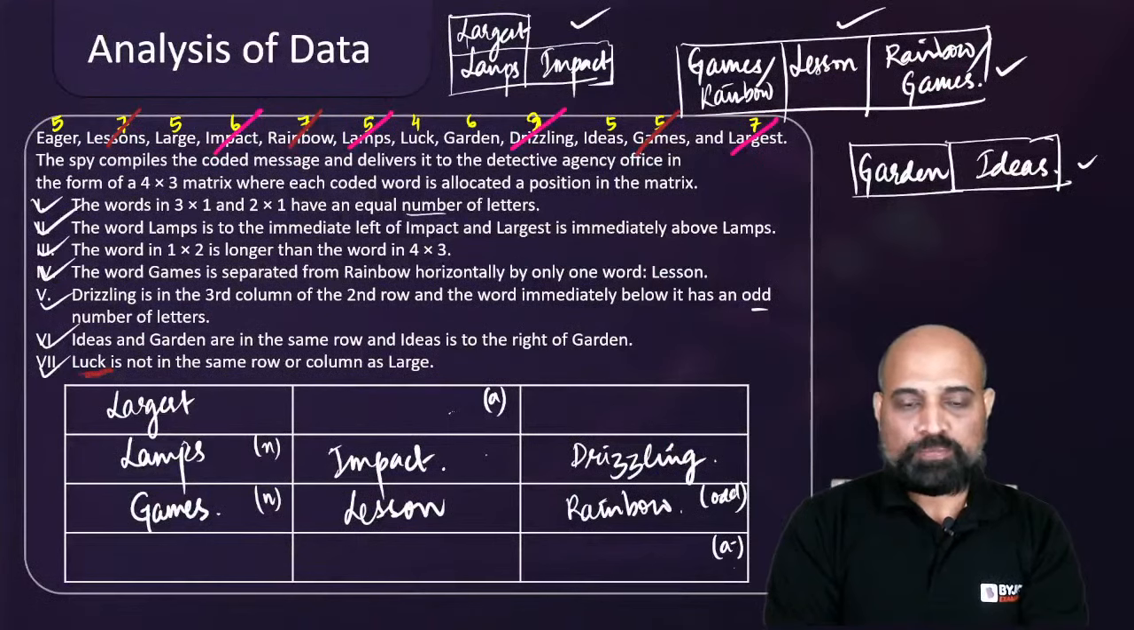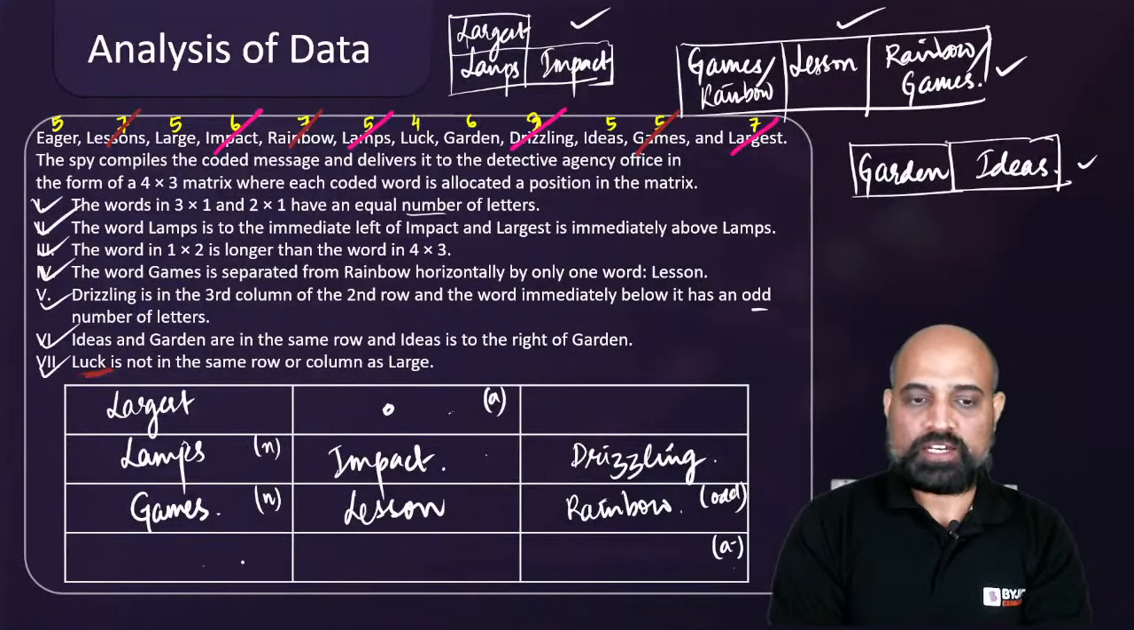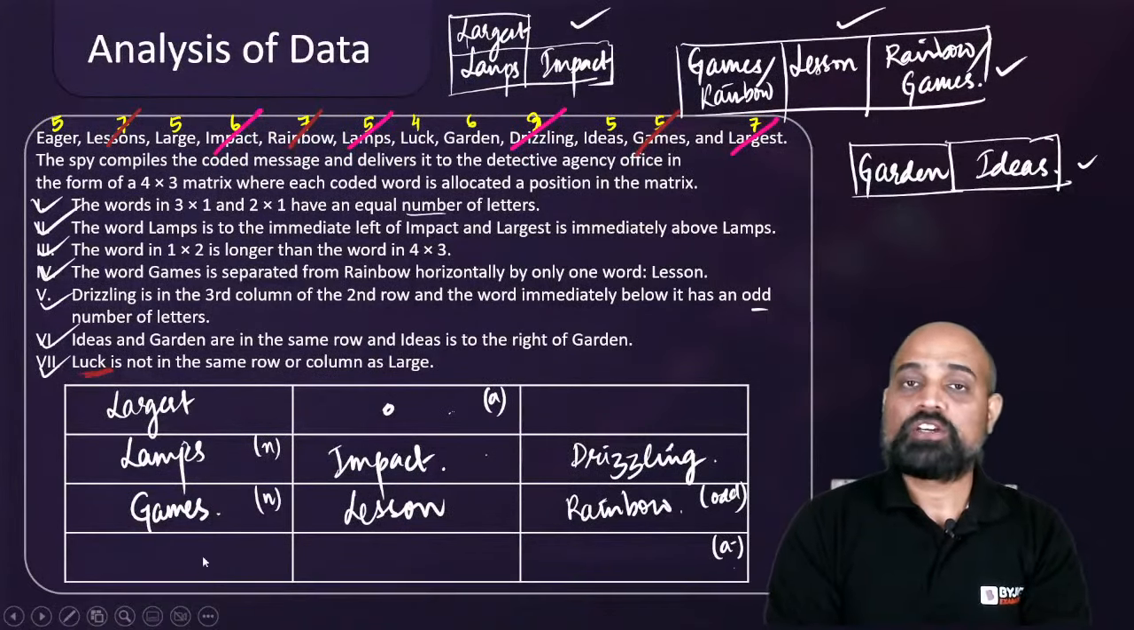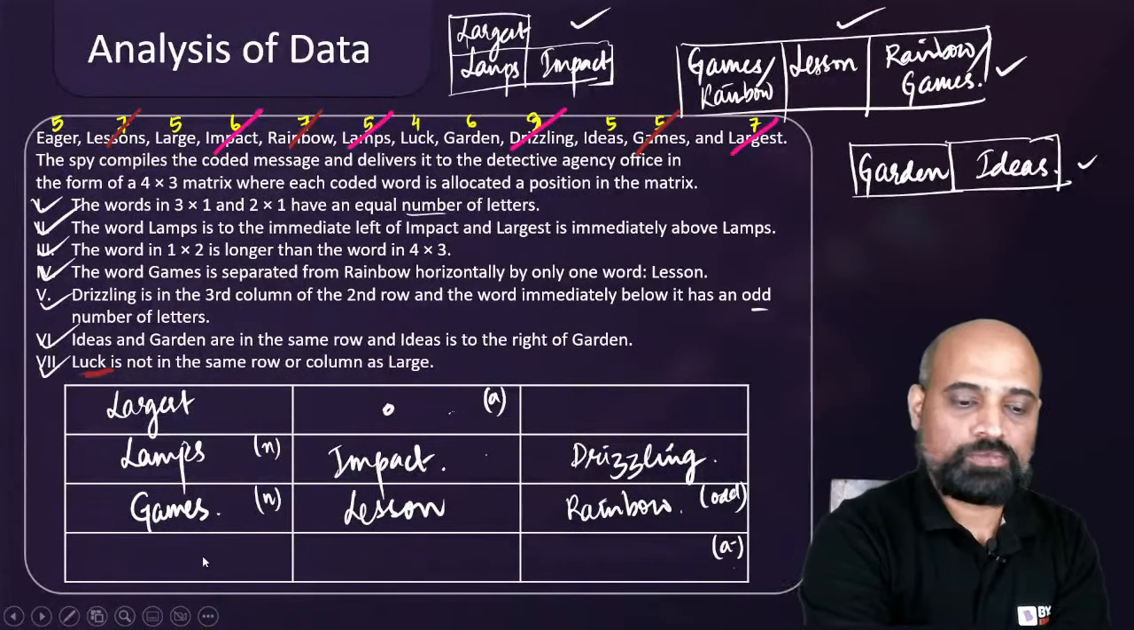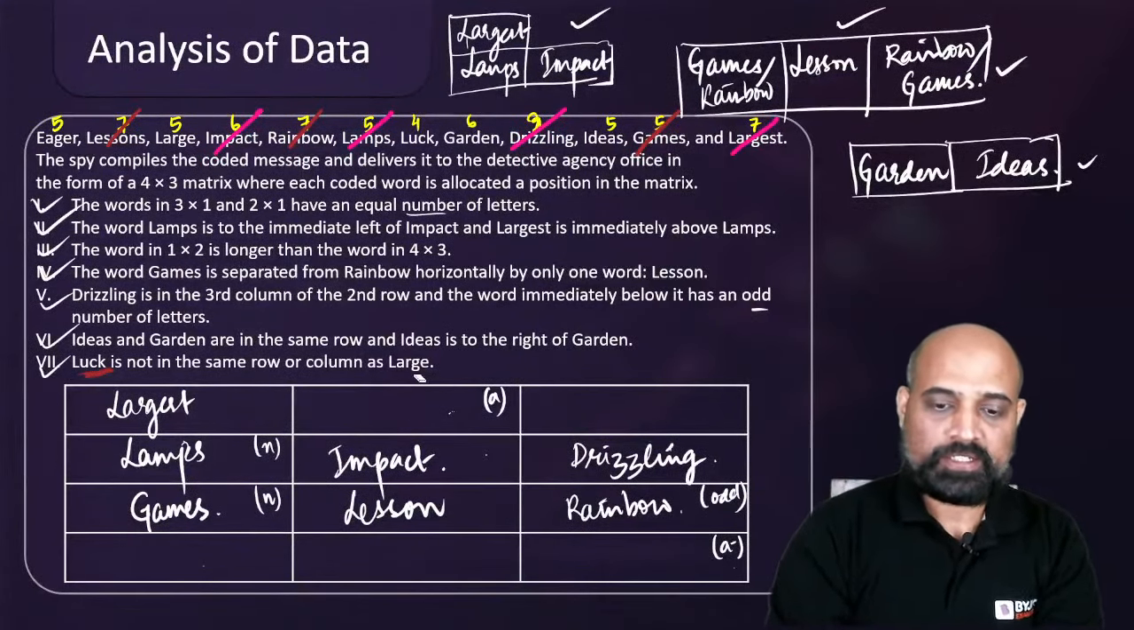So where should I put large? Suppose if I put large here, so same row and same column, we cannot have luck. So luck will go at any of these two places. If I put large here, तो luck इधर दोनों जगह आएगा. If I put large here, then luck can go at any of these two places. Large इधर रखेंगे तो ये. So depending upon where large is, luck will go at two possible places, right?